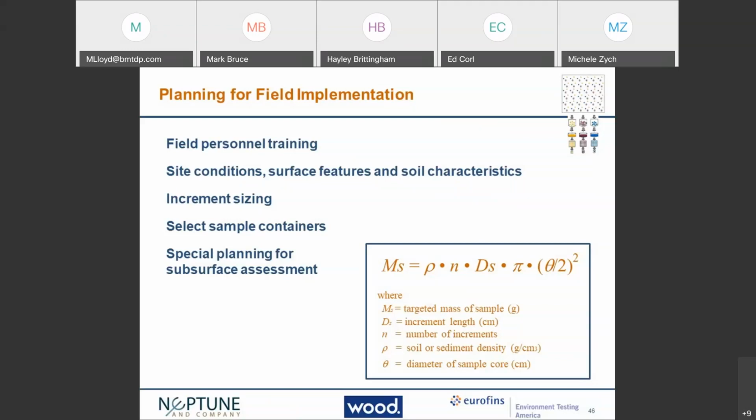You need to determine your increment size. Okay, you have, say, 30 to 100 increments. Now, how much soil are you going to need to run that complete ISM sample? This here is an example equation that can be used to evaluate that, but this is all in the ISM guidance itself. Now, you're going to want to also select your sample containers based on the preparation requirements and the analysis. And then you need to do some special planning if you're dealing with subsurface investigations. Special equipment will be necessary to get samples at certain depths.